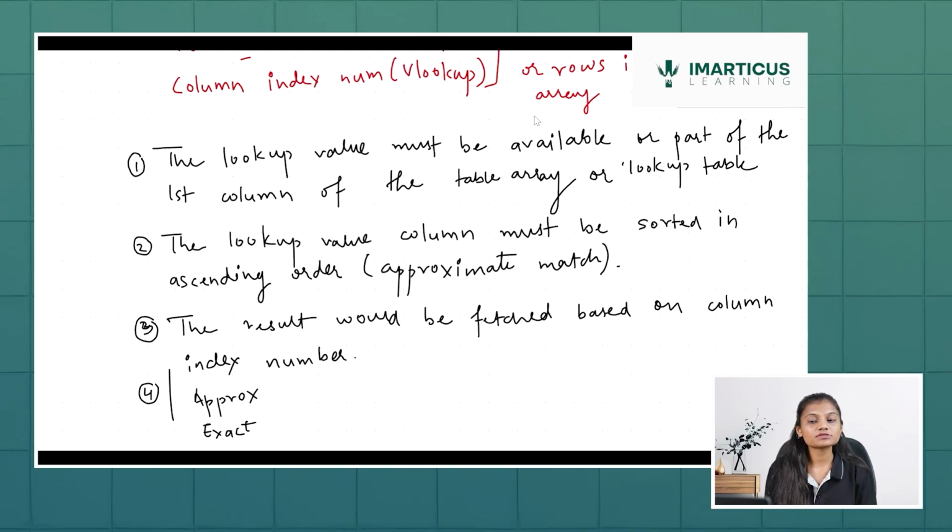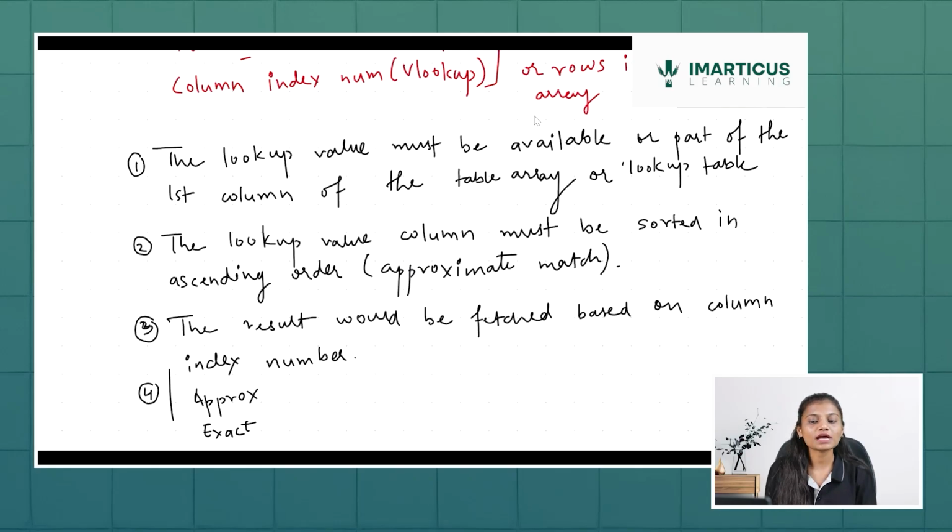Now the pointers which I have written are for VLOOKUP, as I said, but if you just change your column to row, it will become an HLOOKUP for you. So the same rules would be followed, only the table alignment differs. If the data is in a vertical table, it's a VLOOKUP. If the data is in a horizontal table, it's an HLOOKUP. Now you know what a vertical table and a horizontal table are.